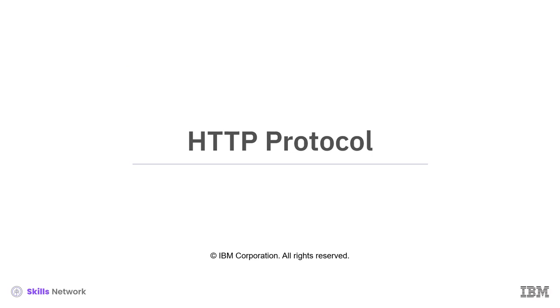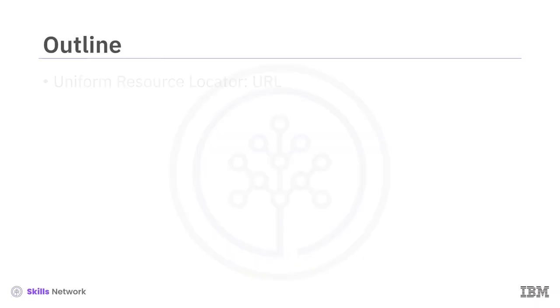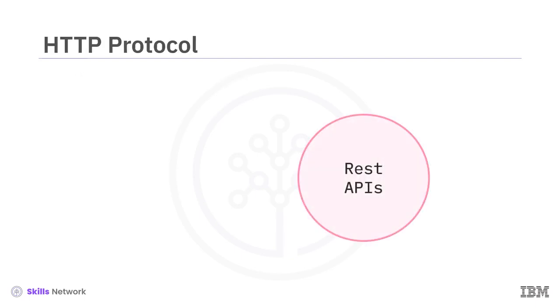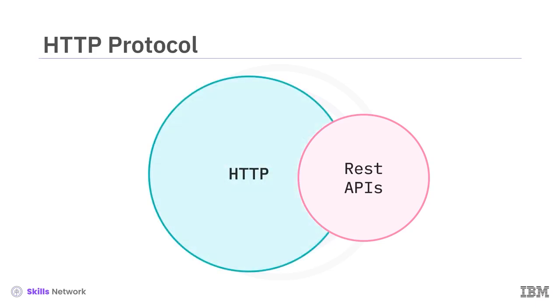In this video, we will discuss the HTTP protocol. Specifically, we will discuss Uniform Resource Locator, or URL, request, and response. We touched on REST APIs in the last section. The HTTP protocol can be thought of as a general protocol of transferring information through the web. This includes many types of REST APIs.